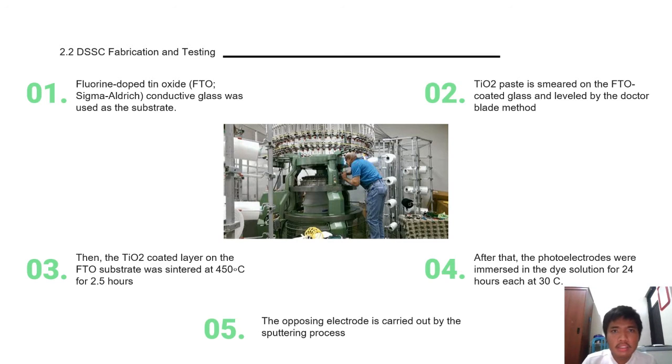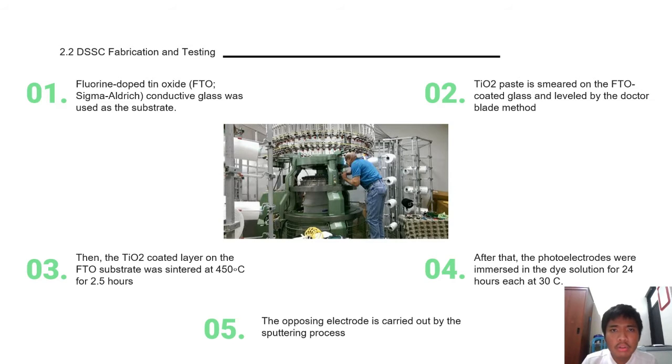For the next slide is 2.2, DSSC fabrication and testing. For number 1, fluorine doped tin oxide or FTO Sigma Aldrich conductive glass was used as the substrate. The semiconductor was prepared by dissolving 0.24 gram of TiO2 nanopowder, 21 nm Sigma Aldrich, into 4 ml of ethyl alcohol, 19.6% Merck.